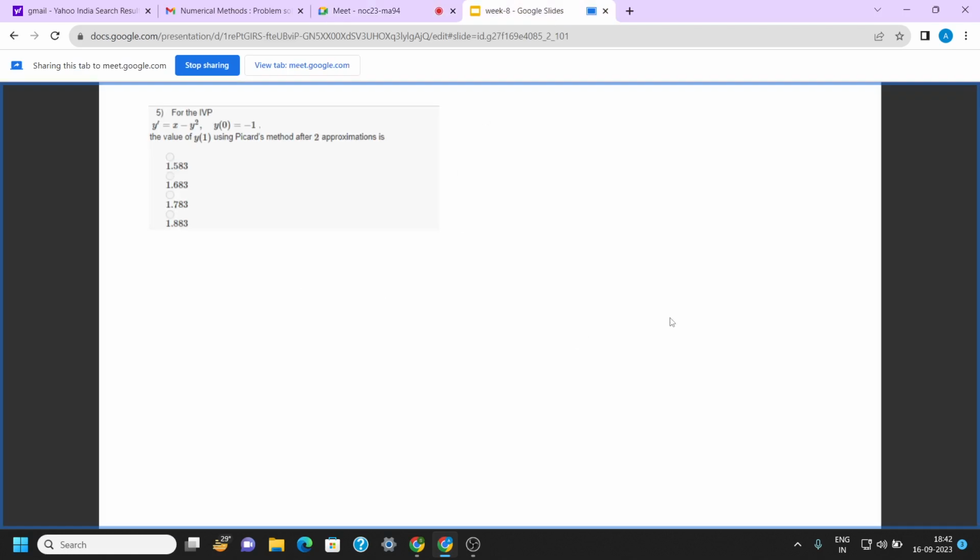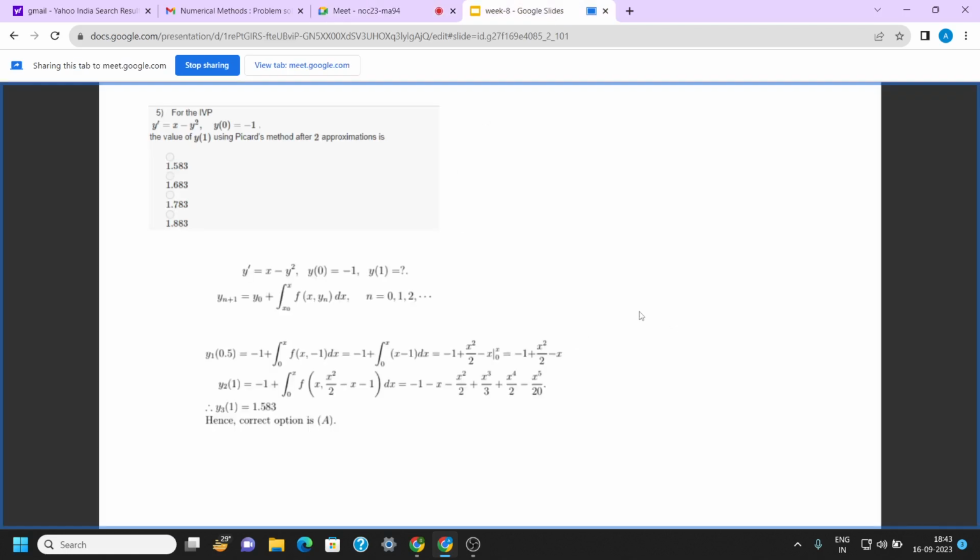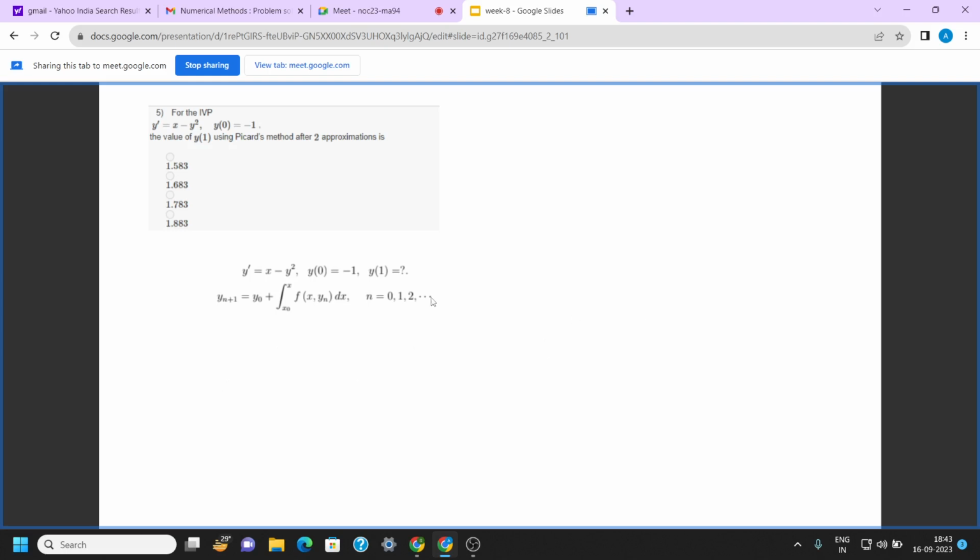So the answer will be, first here, y dash is given as x minus y square, right? And y of 0 is equal to minus 1. You have to calculate y of 1, right? So what is Picard's method? The formula is given as y(n+1) equals y naught plus integration over x naught to x of f of x comma yn dx, where n will be 0, 1, 2 and so on.